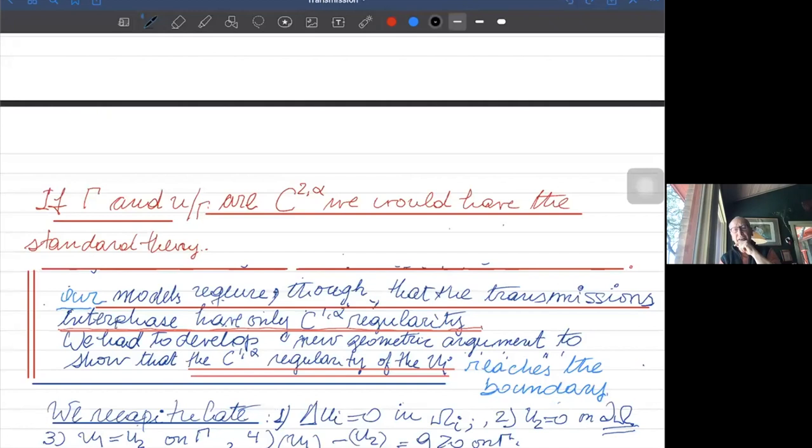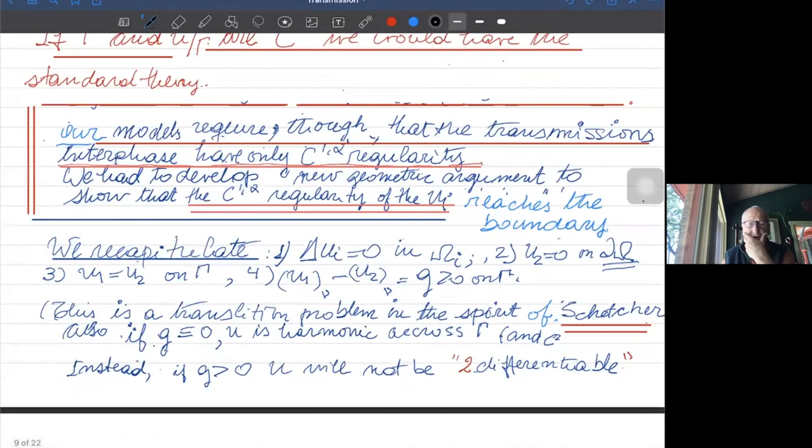In other words, here we want to show that you can get for C1 alpha what you had for C2 alpha, that everything is C1 alpha. As you know, when you go below there, then you have problems in general. So basically, let me recapitulate this first discussion. We have these two, U1, U2. The Laplacian of them is zero.